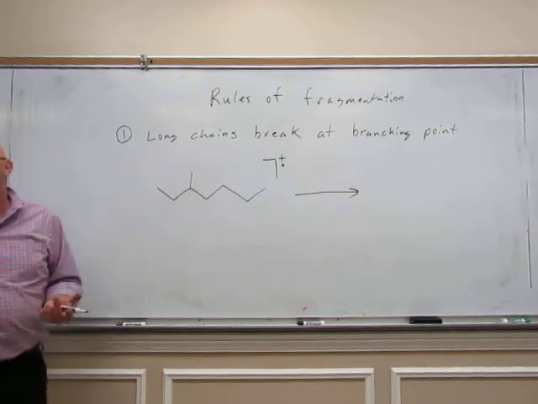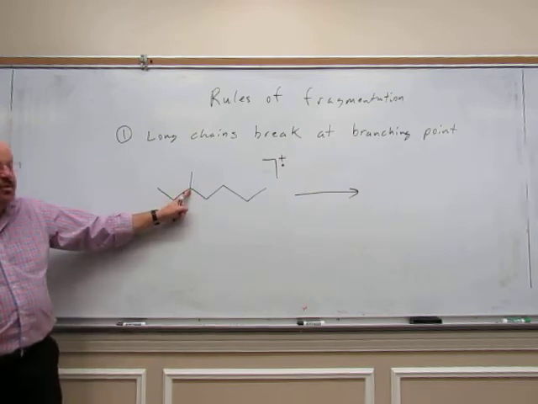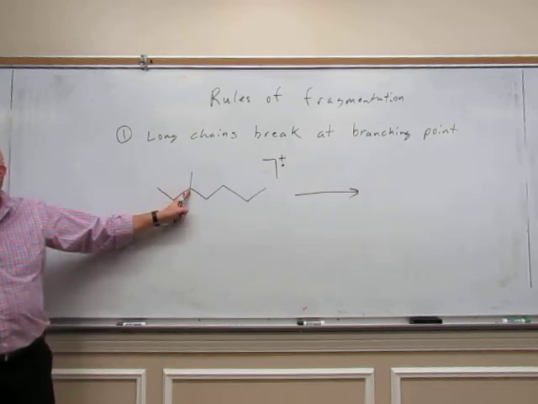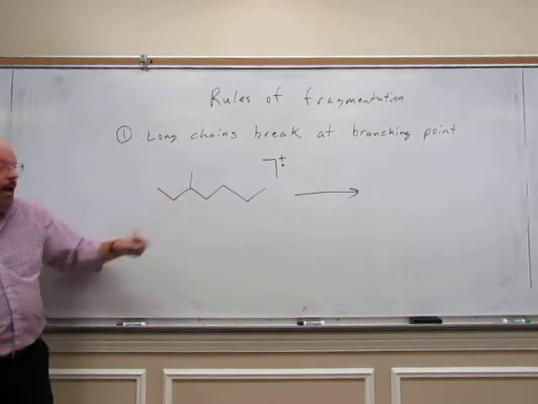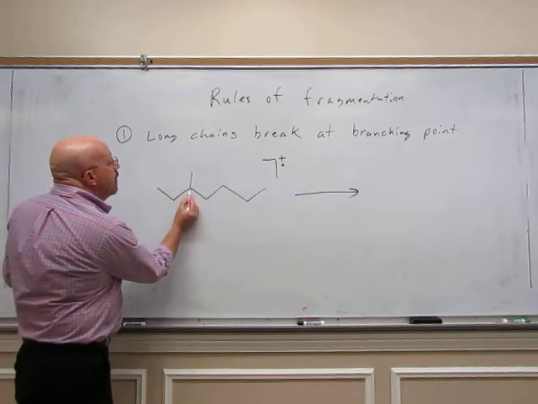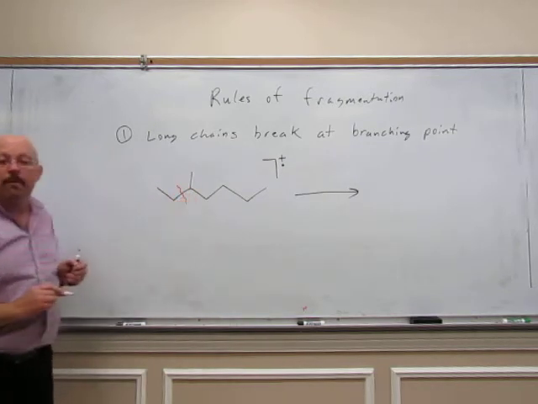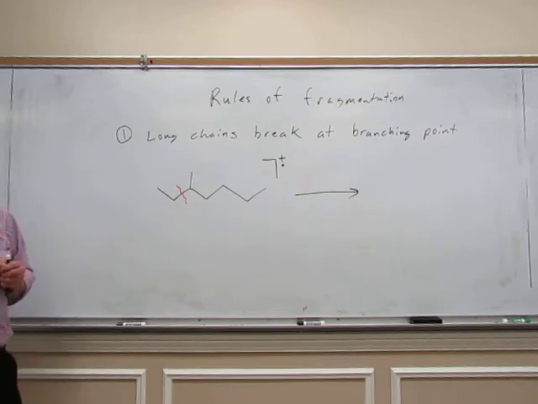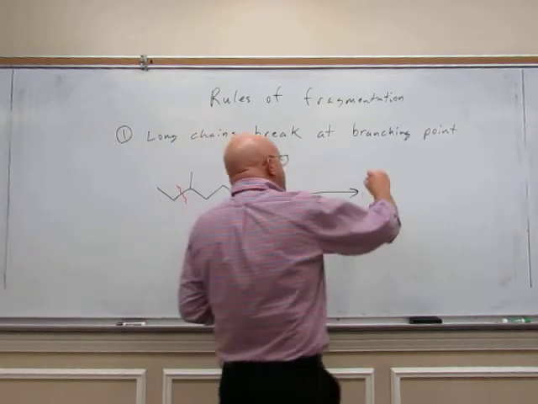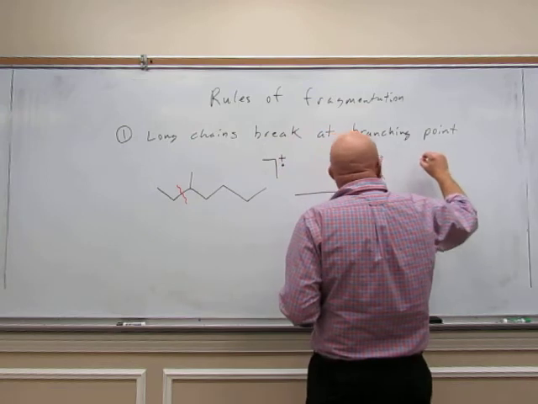Now it doesn't say which side. We just got a branching point. Which side do you break? Well, it could break on any of the sides. There's my branching point, I could break here, on the left side of the branching point. If you do that, then these are the two pieces that we get.